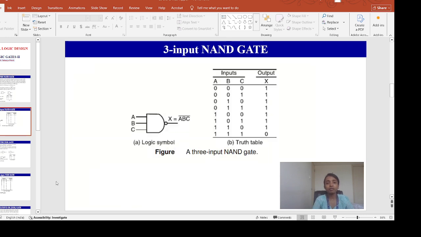Now, we will see the 3-input NAND gate. 3 input means A, B, C. There will be 3 variables and X is the output. So, output will be ABC whole bar. For a 3 variable input, 3 input NAND gate, we can have 8 possible combinations and we will be having the corresponding output. So, 0 0 0 AND is 0. Since it is NAND, we have to take the complement, 1. Likewise, we will get the output. This is the truth table of a 3-input NAND gate.